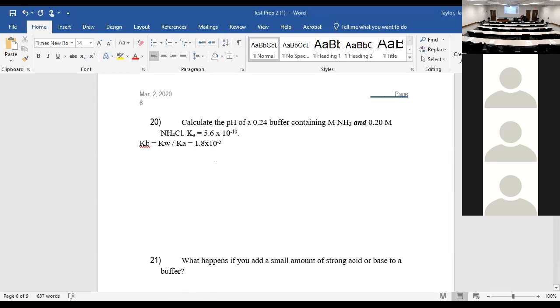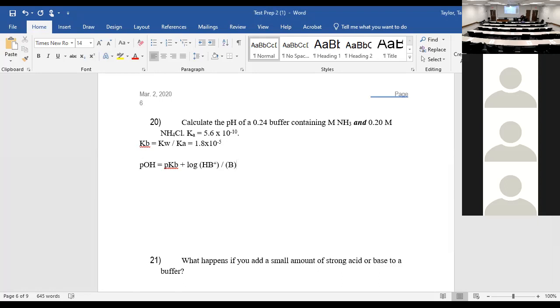So what you want to know is your pOH is equal to your pKb plus the log of [HB+] divided by [B]. Okay. And I know that looks confusing, but we'll work through it.